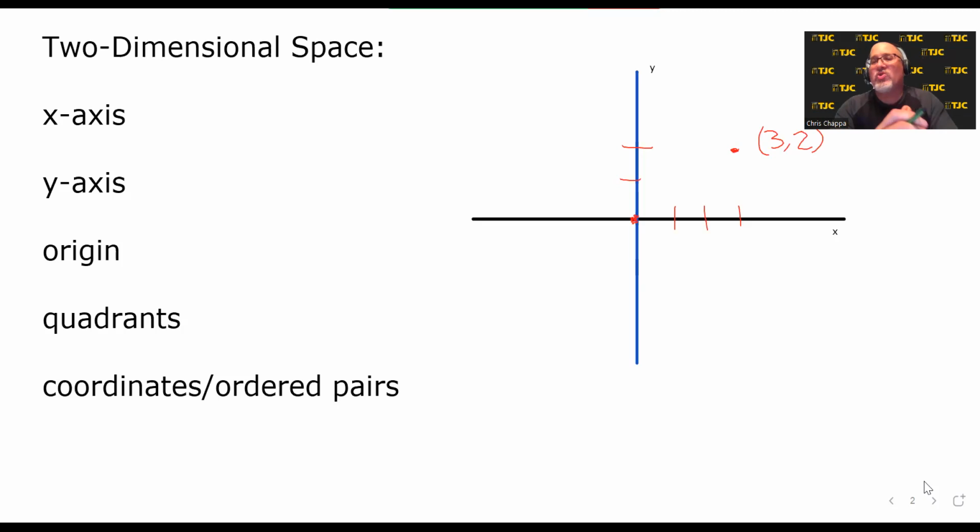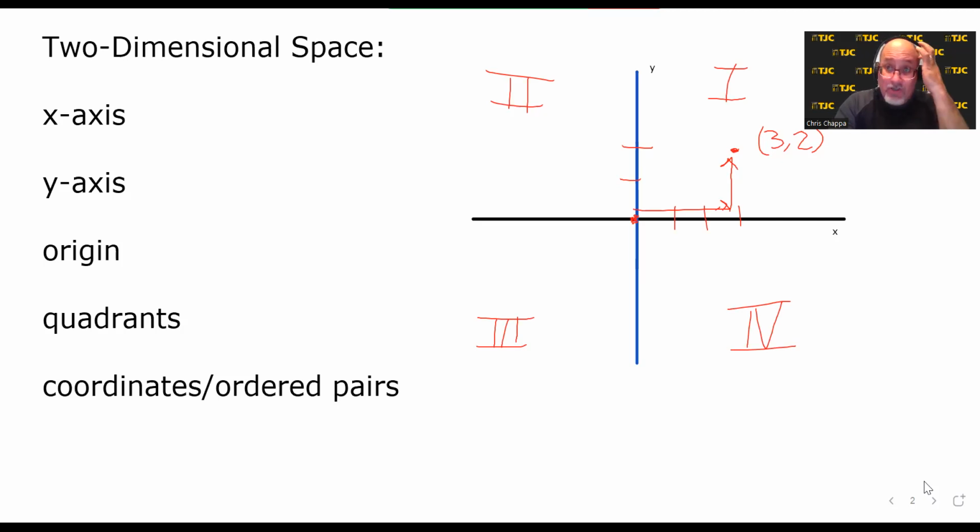3 representing the distance traveled along the x-axis, and then the 2 representing the distance traveled parallel to the y-axis after you've traveled along the x-axis. In other words, over 3, turn and go up 2. Of course, if we have a negative x or a negative y, we would go in the correct direction accordingly. Quadrant 1, of course, is where both x and y are positive. Quadrant 2 is where x is negative, but y is positive. Quadrant 3 is where both x and y are negative, and quadrant 4 is where x is positive and y is negative. So these are the things that you're already familiar with. We shouldn't have to talk too much about them.